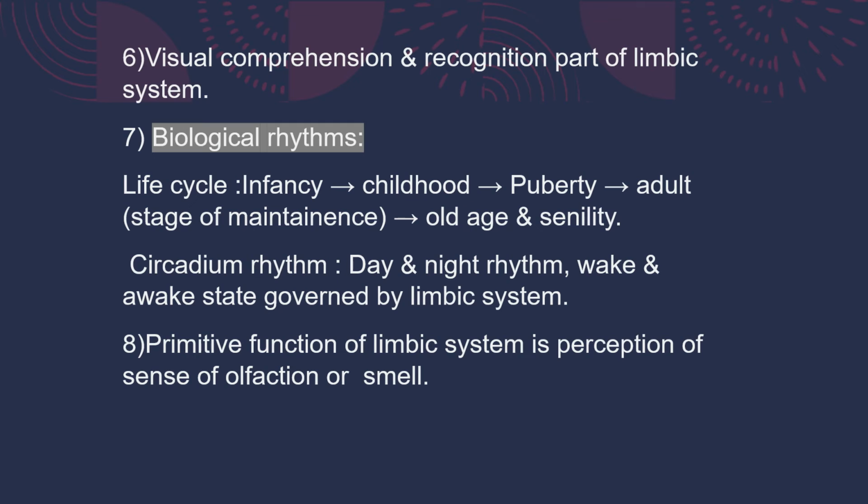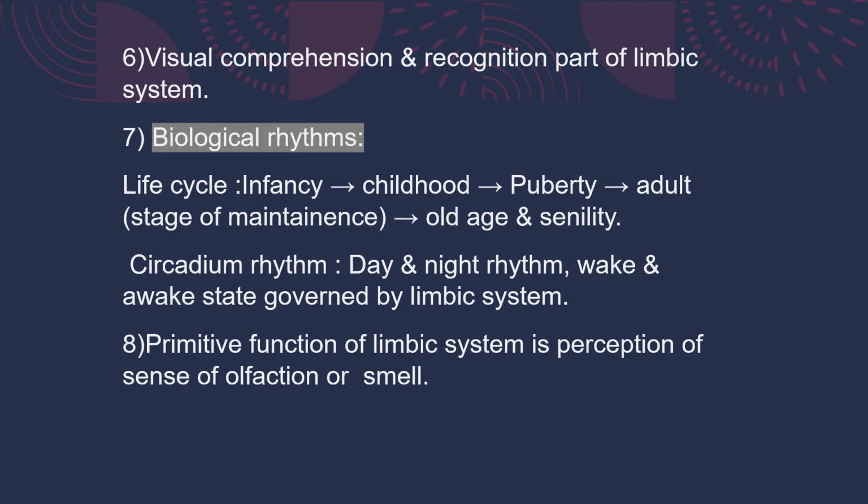And the next function is visual comprehension and recognition, part of the limbic system. And the other function is biological rhythms. So the life cycle of an individual starts from infancy, childhood, puberty and adult, that is the stage of maintenance, and old age and senility. So circadian rhythm, day and night rhythm, wake and sleep state, is governed by the limbic system.